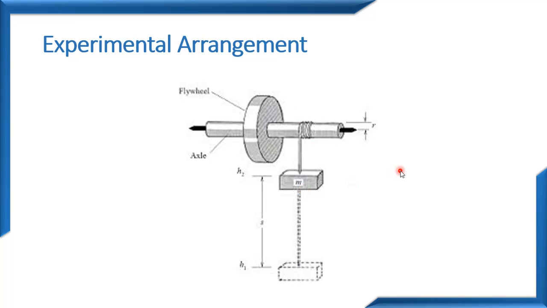Once we release this mass, it will fall under gravity, because when kept at a height h, it has gravitational potential energy. So due to gravitation, when we release it, the mass will fall down. When the mass falls down, it will unwind all these windings, and this will rotate the flywheel to a good velocity.